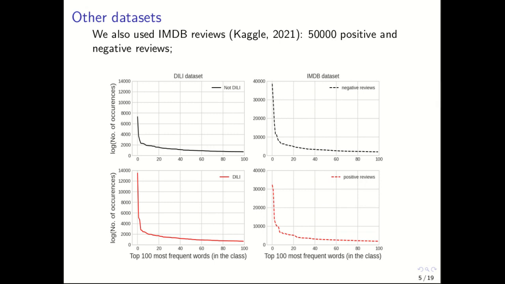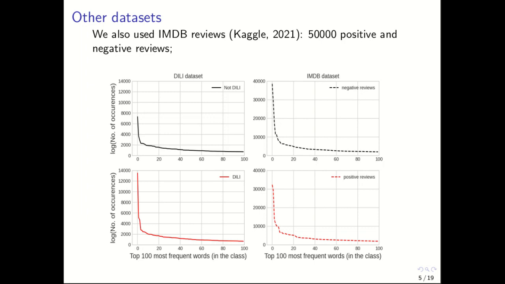But as one can assume, the classes DILI and not DILI are unbalanced in the real world. By unbalanced in this case, I mean that the number of concepts that determine the not DILI class is much larger than the number of concepts that define the DILI class. This can be seen visually on the left panel of the figure.